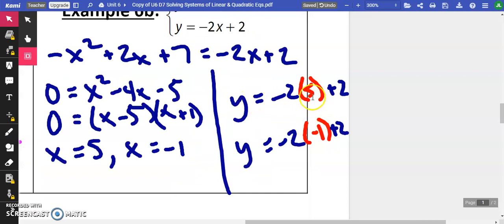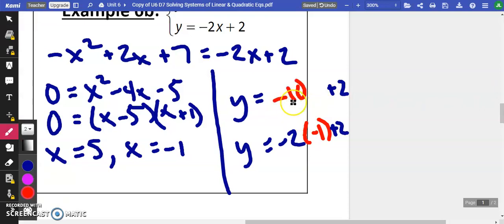So I've plugged in 5 and negative 1 into the equation of the line, and then we'll just go through and simplify. So negative 2 times 5 would give me a negative 10. Negative 10 plus 2 would give me a negative 8. Negative 2 times negative 1 is going to give me a positive 2. And then, of course, 2 plus 2 is going to give me a 4.